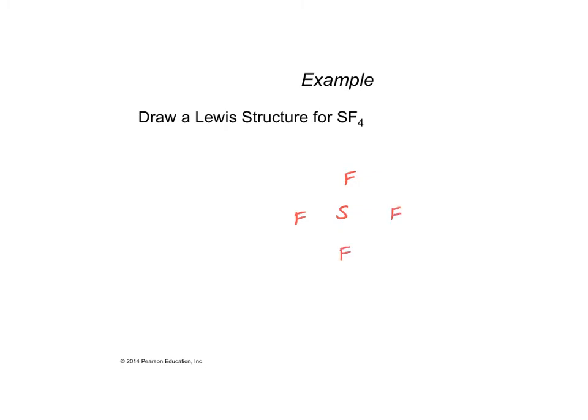And then we're going to count our valence electrons. How many valence electrons does sulfur have? 6. And how many valence electrons does fluorine have? 7. There are 4 of them, so overall that's 28. 6 plus 28, is that right? Yes, it is 34. 34 electrons to get rid of into this structure.